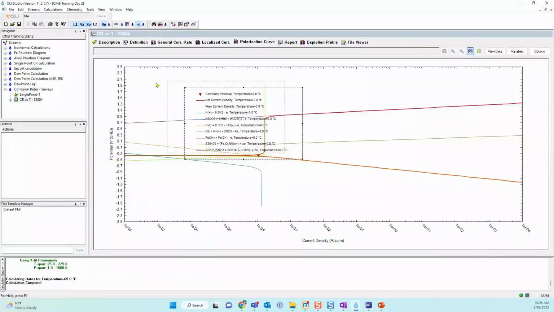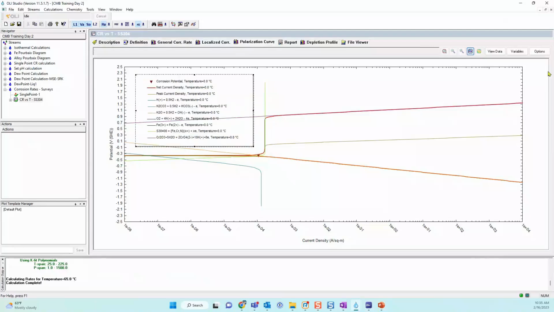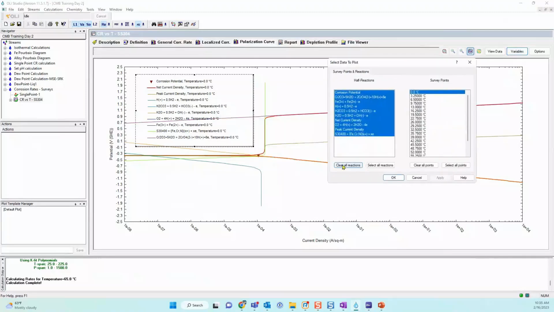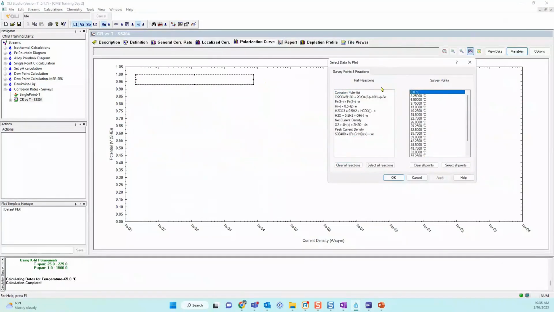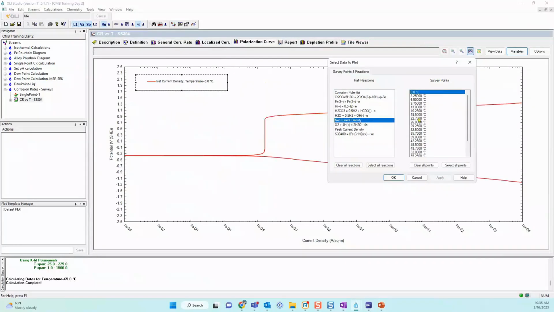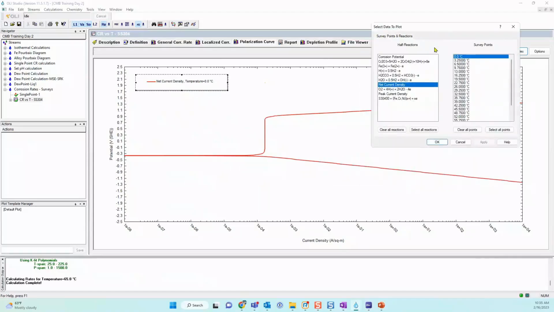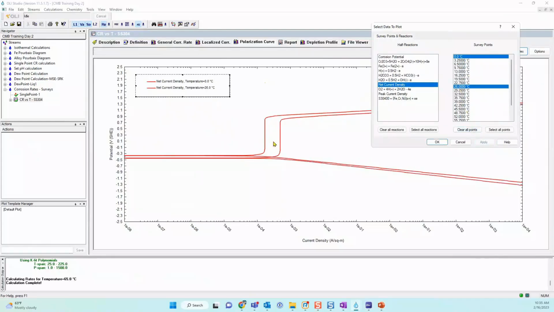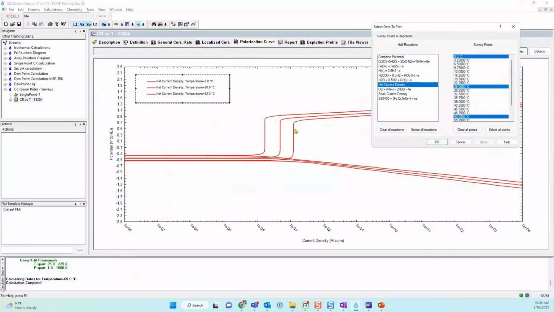Polarization curve. So in here is where you can start seeing the effects of temperature in this case. So if you go to variables, and I'm going to clear all of these reactions, and maybe what I want to see is the net current density for now. That is at 0 degrees C. But I increase the temperature to 26. Click apply. You start seeing an increase in that anodic response. Okay, 52. An increase in the anodic response. And so on and so on.